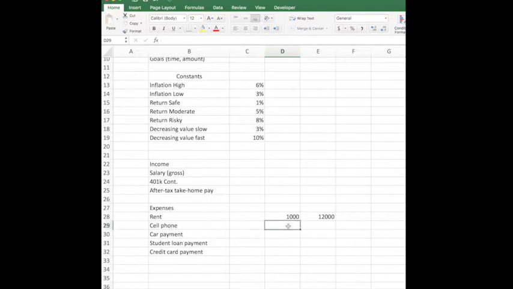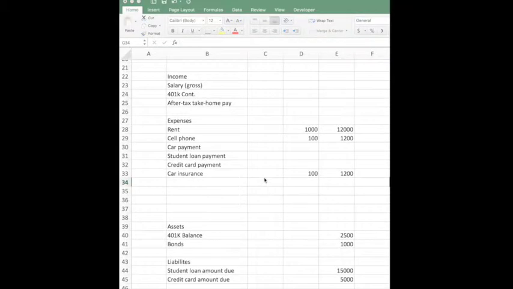Because rent, maybe your cell phone's $100 a month, and here's another thing you can do. Since this formula would be the same as this formula, except it would use this cell, you can take this formula and drag it down. And therefore, this cell, D29, is now being multiplied by 12. D29 times 12 gives you the total here.